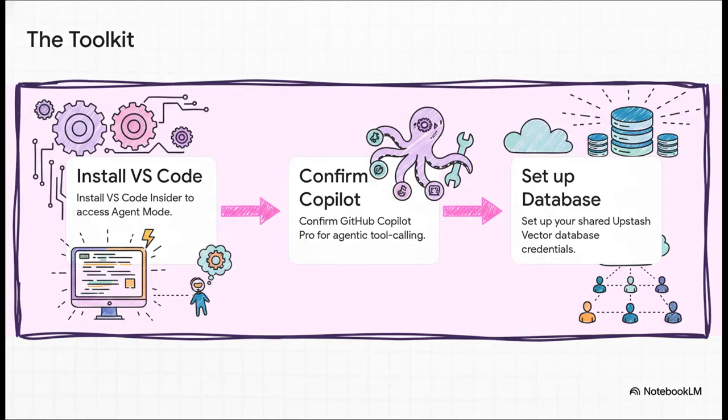Okay, here are the 3 essentials you absolutely need to have. First, VS Code Insider. That's what gets you agent mode. Second, GitHub Copilot Pro, which is crucial because it enables what we call tool calling. That's how the agent can use external tools. And third, your shared Upstash vector database credentials. That shared database is the key to making this whole thing work seamlessly as a team.